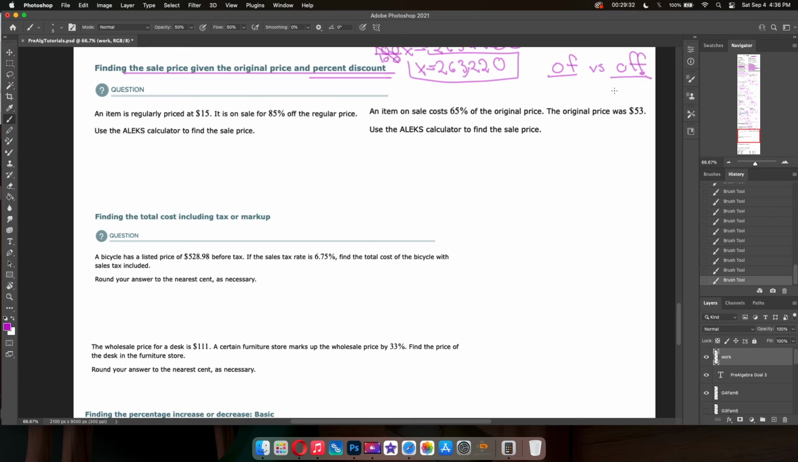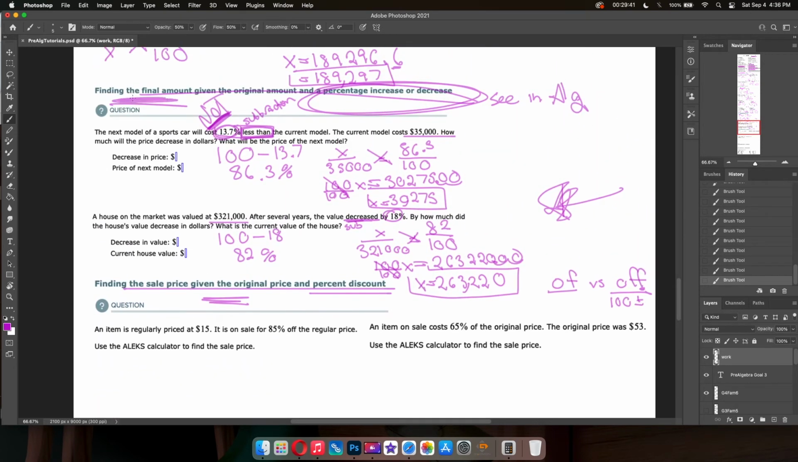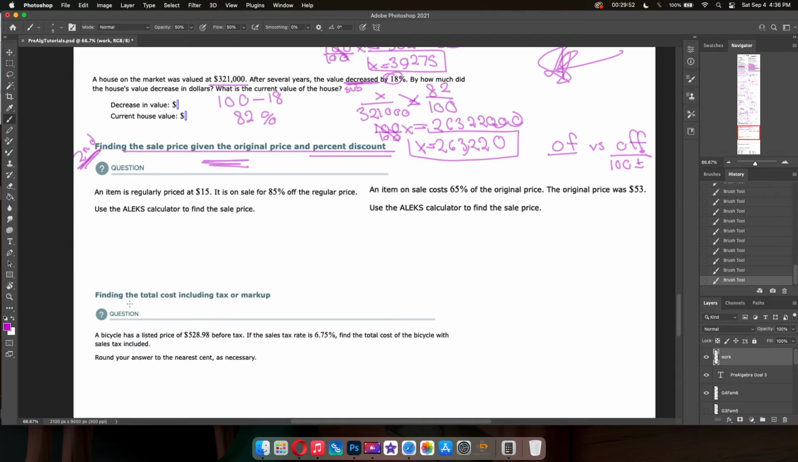If it's "off," this is the one where you're going to do the 100 plus or minus whatever they tell you. So this topic is a lead-in from this topic. So you really kind of want to do this one first and then this one second, so that you're comfortable with what you're doing first before you have to make the decision on whether or not to do it. So we're looking at the first one. We have regularly priced. We have 85% off. Off tells us we're going to do the extra bit.